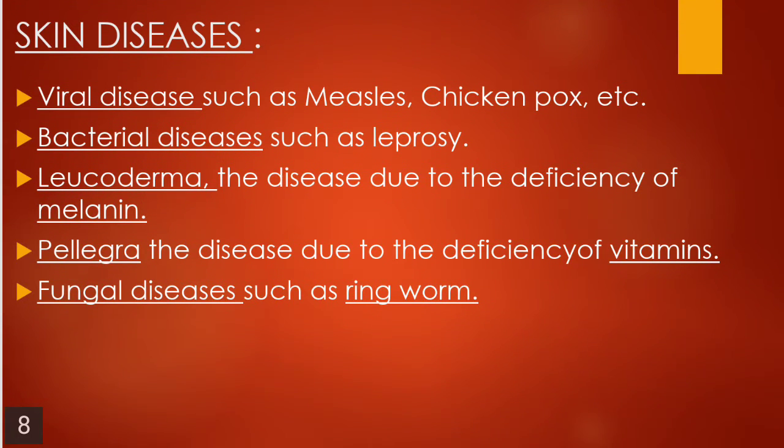Now let us see some skin diseases. Viral diseases can occur such as measles, chickenpox, bacterial diseases such as leprosy, leukoderma, the disease due to the deficiency of melanin. You see people having patches on their body, dark color or white color. Pellagra is the disease due to the deficiency of vitamins. Fungal diseases such as ringworm. So these are some diseases caused by the bacteria, virus or fungus or due to the deficiency of vitamins.